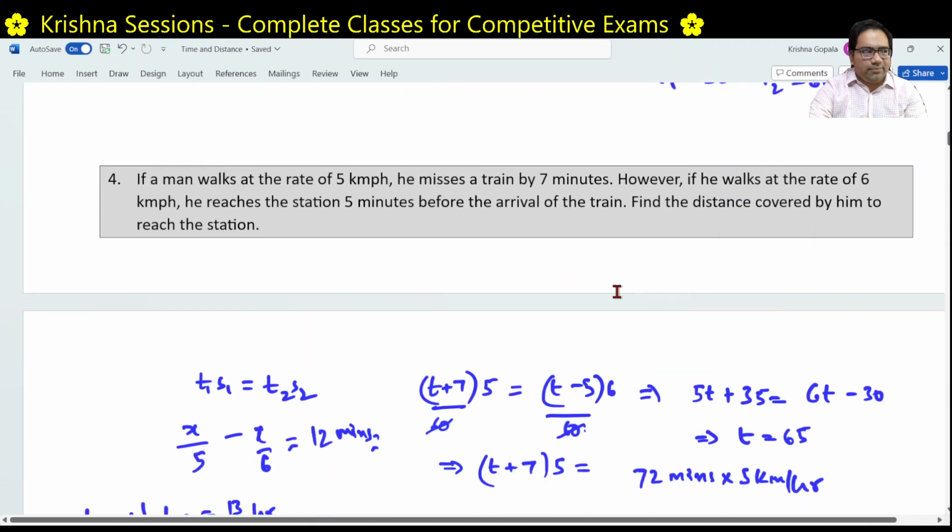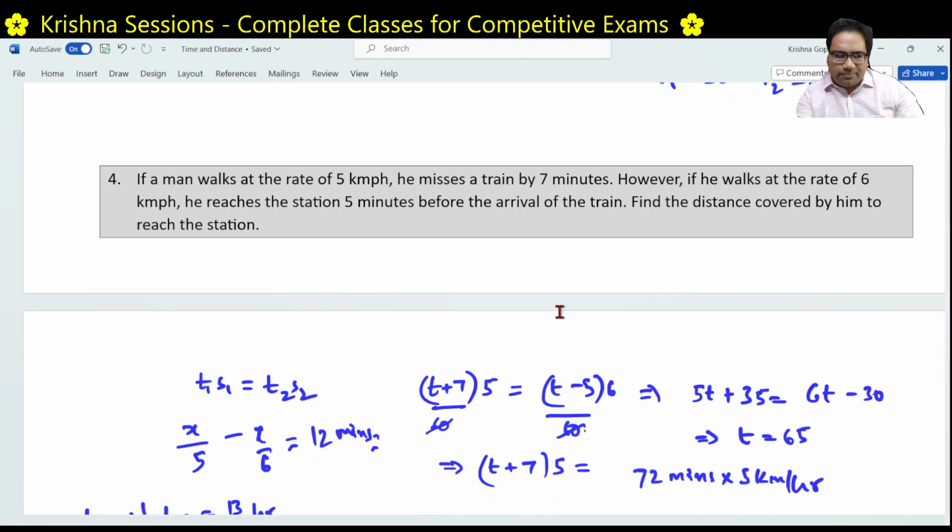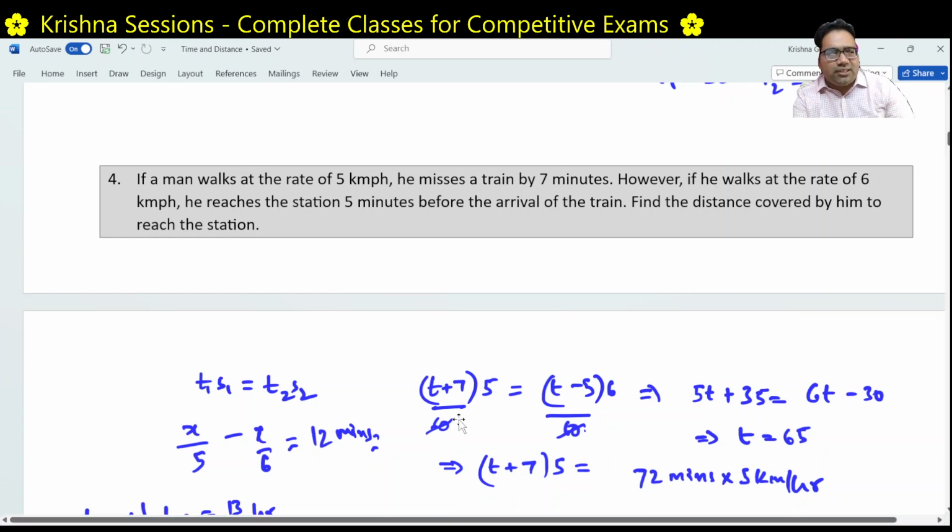Here also it's the same thing. Here he walks at 5 kilometers per hour and he misses by 7 minutes. That means at some time, with some speed, he will not miss. He will just arrive at the right time with the right speed. Let's assume that time as t. At some speed, we don't know what that speed is, it doesn't matter for us. Now, that time plus 7 minutes.